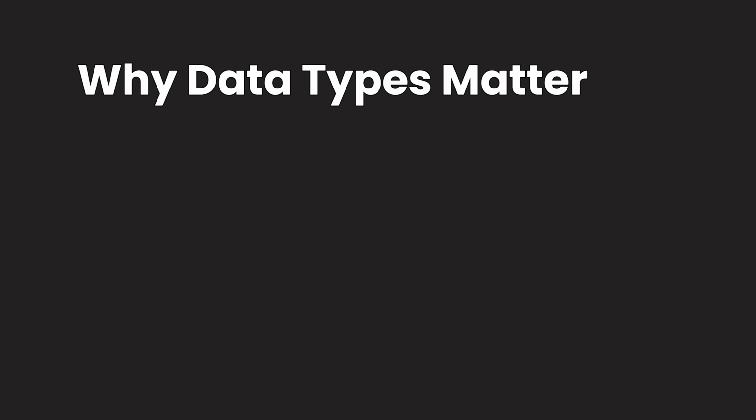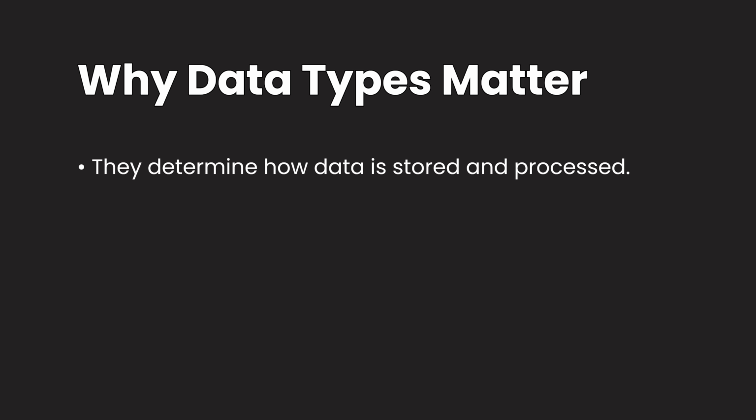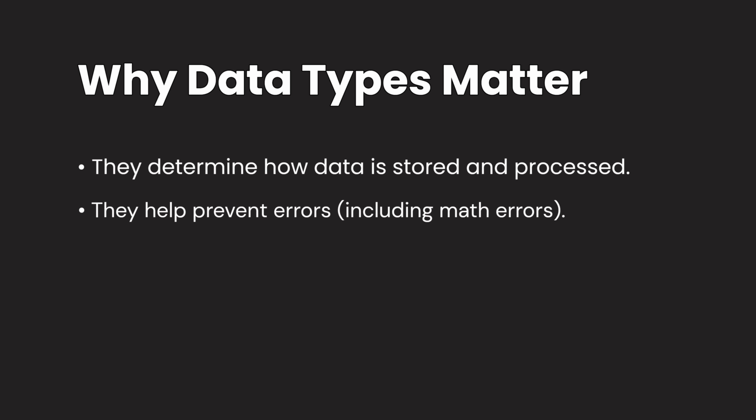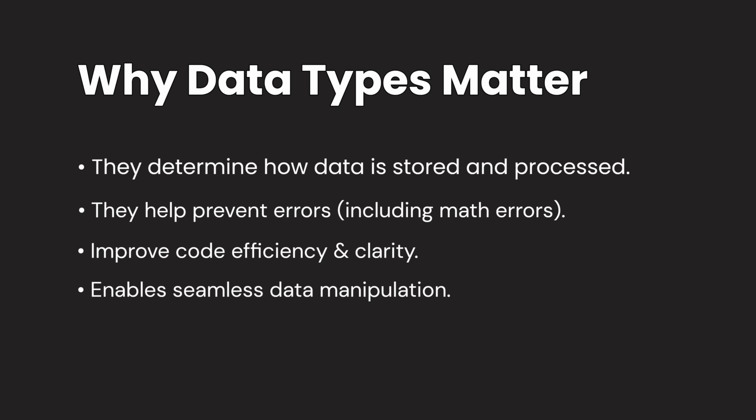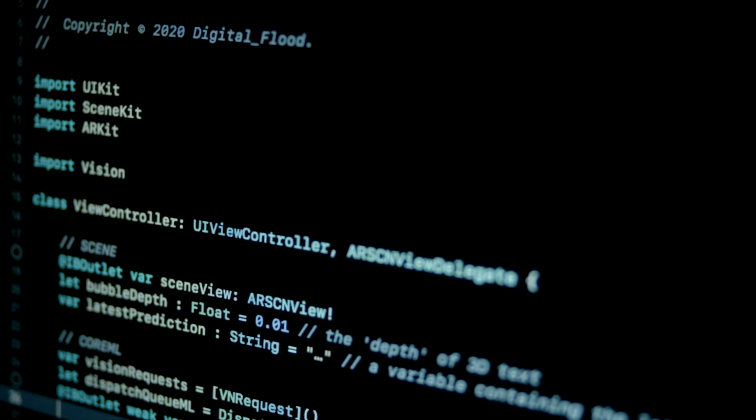Why do data types matter? Understanding data types is crucial because they determine how data is stored and processed. They help prevent errors, such as trying to perform maths on a number in text. They improve code efficiency and clarity. Proper data types enable seamless data manipulation. This wraps up our introduction to data types in programming.